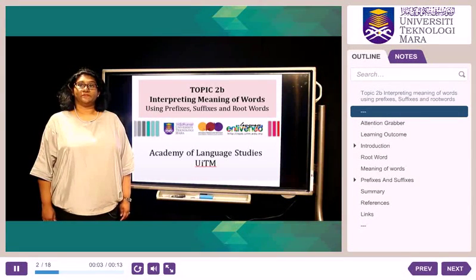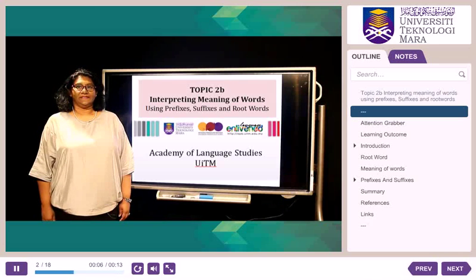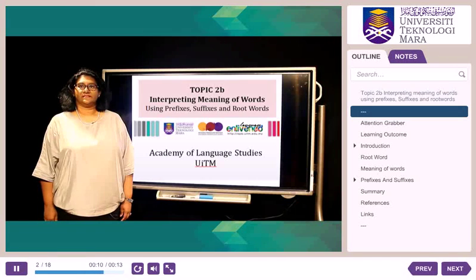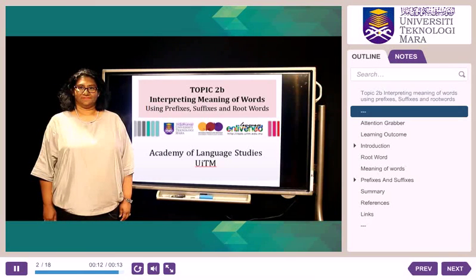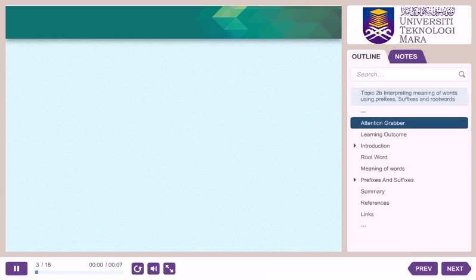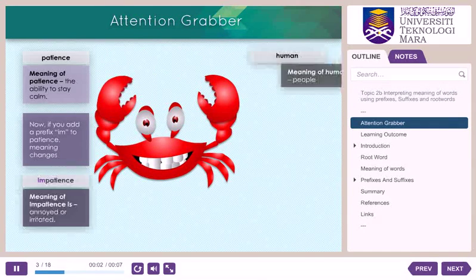Welcome to topic 2b, interpreting meaning of words using prefixes, suffixes and root words. Click on any claw and discover what awaits you.